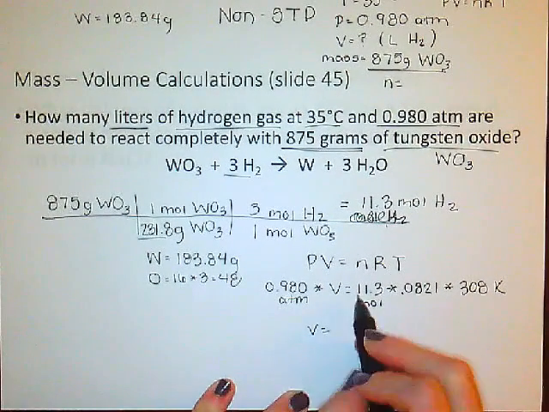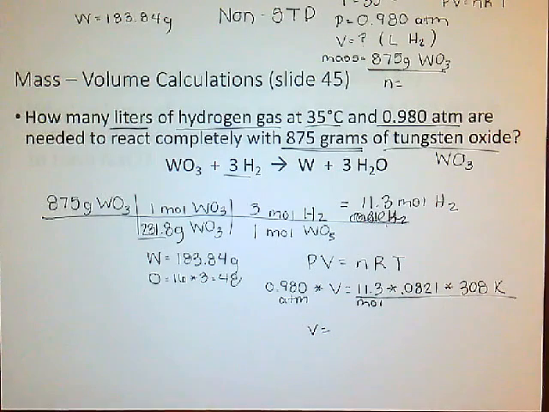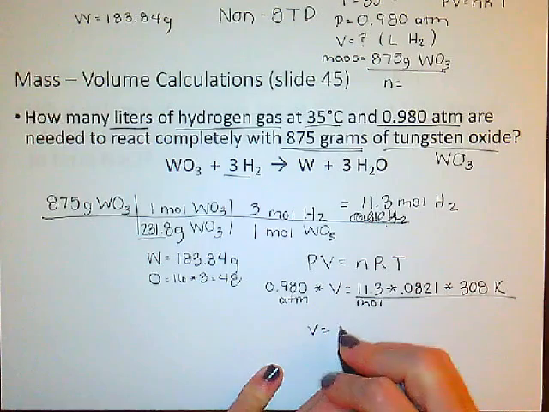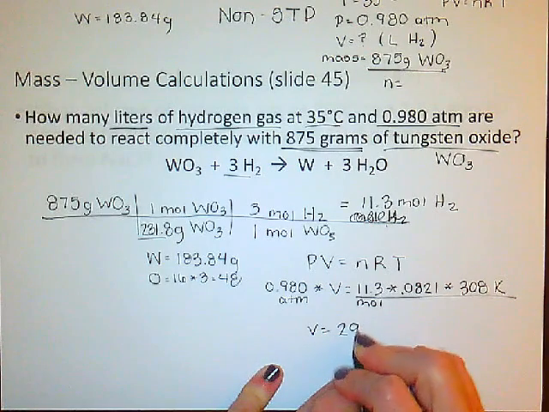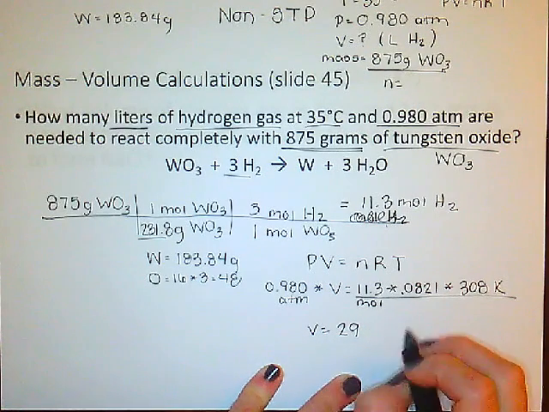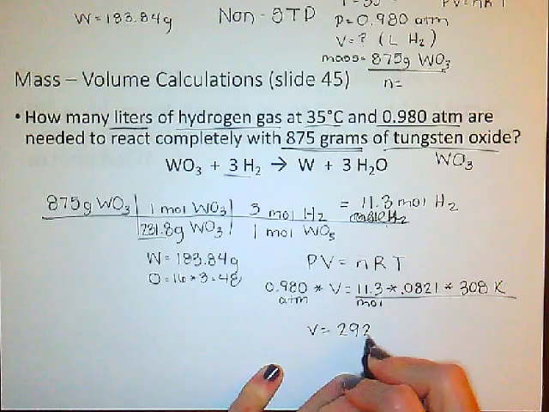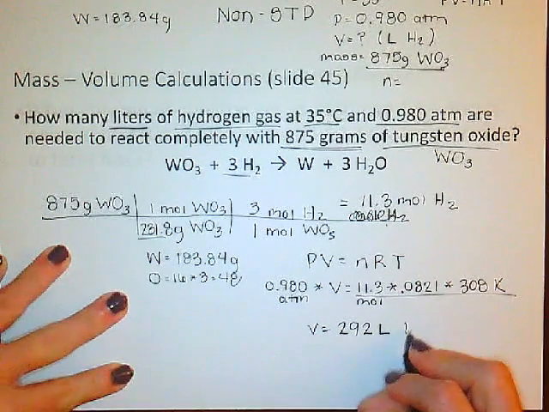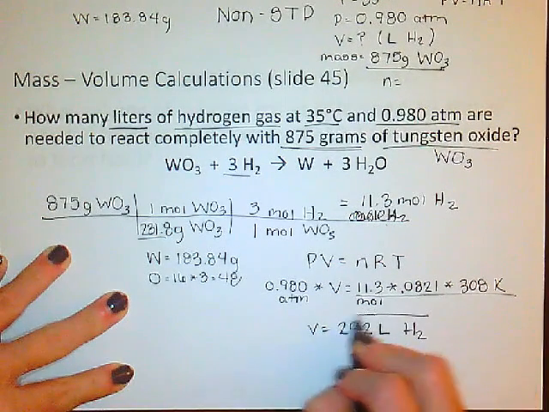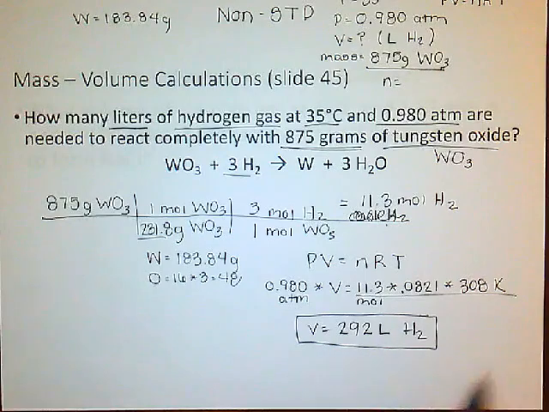And now it becomes an algebra problem for us. We're going to combine like terms right here and multiply 11.3 times 0.0821 times 308. We're going to divide that by 0.980. And we're going to get 291.6, so we'll round that to 292 liters. And again, that's of hydrogen gas.